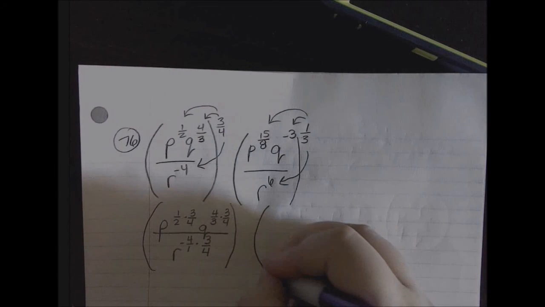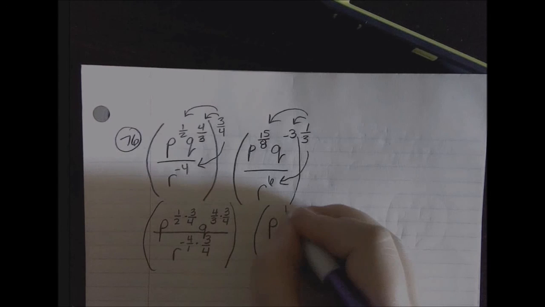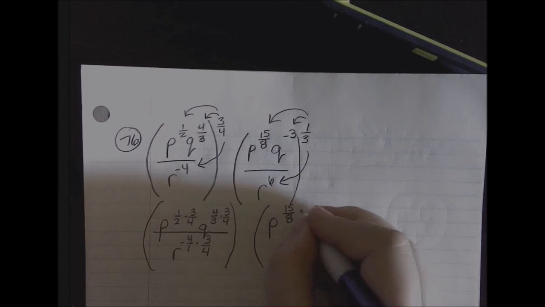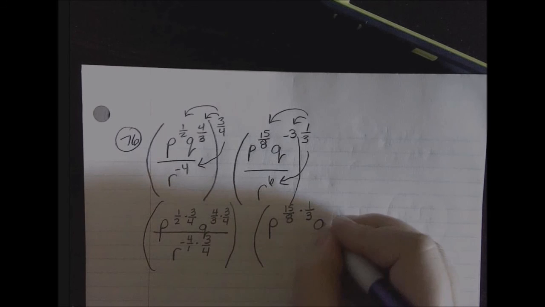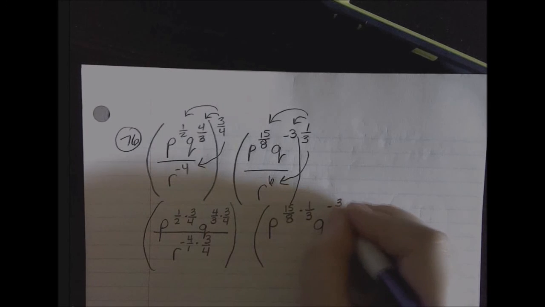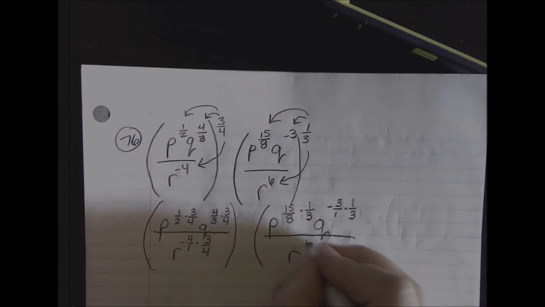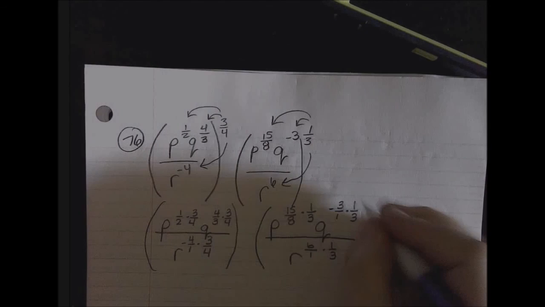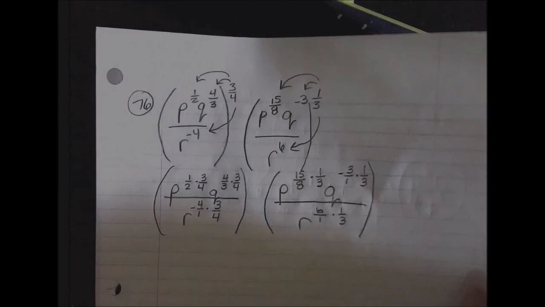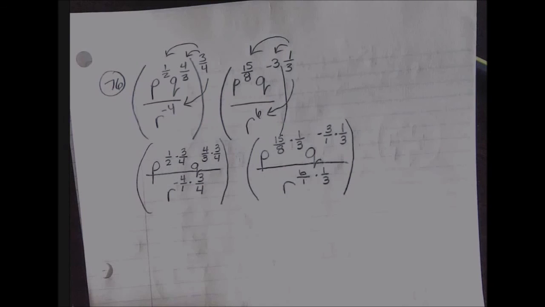So that gives me p to the 15 over 8 times 1 over 3, q to the negative 3 over 1 times 1 over 3, over r to the 6 over 1 times 1 over 3. Now I'm going to multiply everything in this set of parentheses. This problem is probably going to take up about 3/4 of a sheet of paper, so just be ready for that.